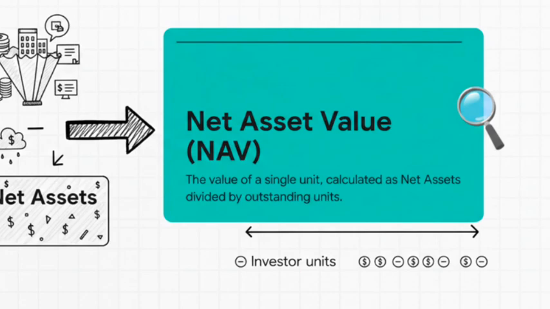Think of the NAV as the true current worth of a single unit. It's actually a pretty straightforward equation. The fund takes the total value of all its assets, subtracts any liabilities it owes, and then takes that remaining pool of money, the net assets, and simply divides it by the total number of outstanding investor units.